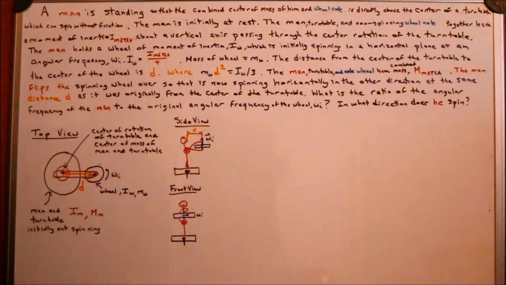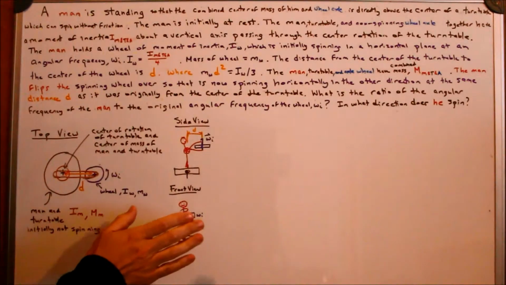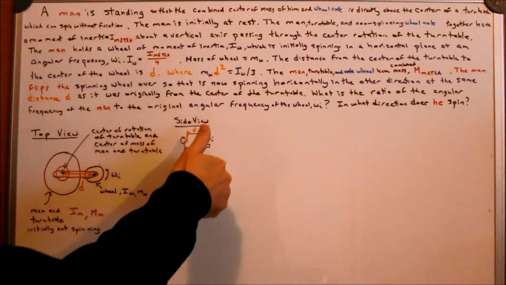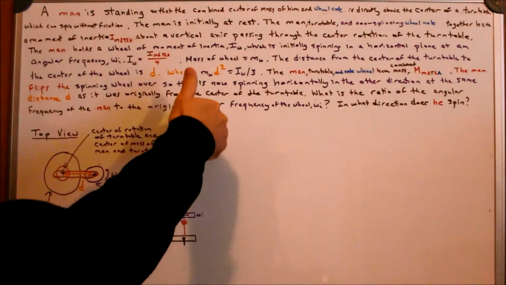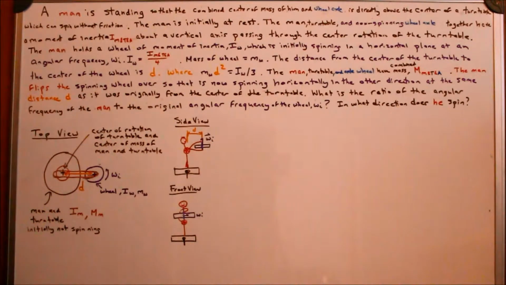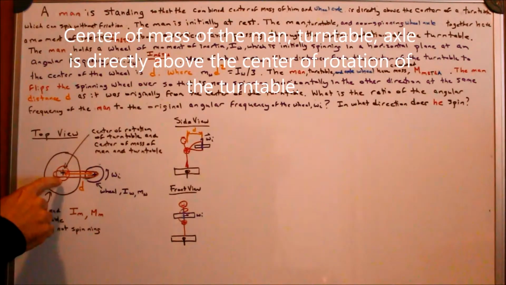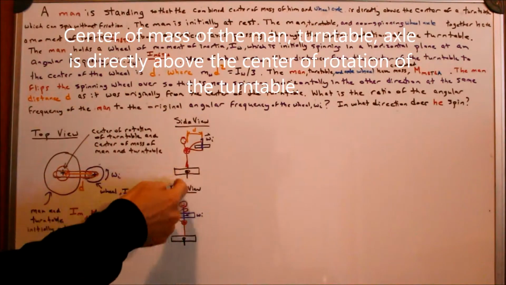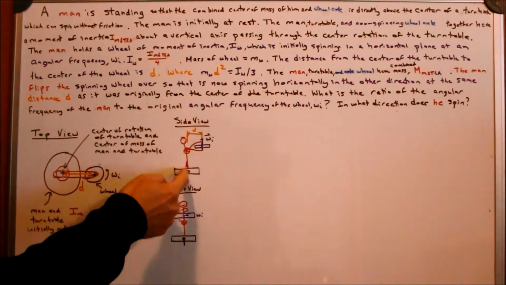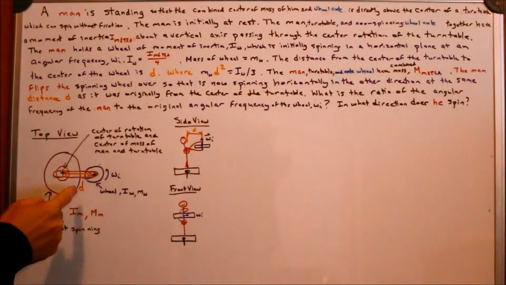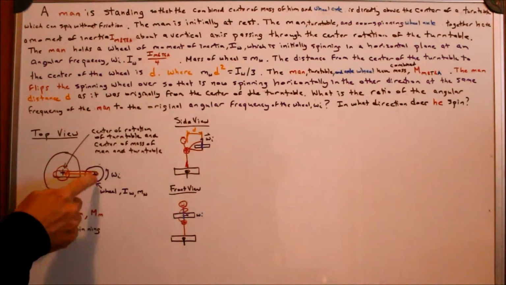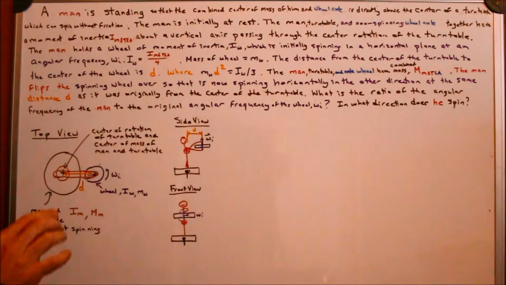And here's the front view of it. You can see that it's spinning this way, so the angular frequency vectorially is up. And here's the top view. The man and turntable are initially not spinning. The center of mass of all these non-spinning parts is right above the center axle of the turntable. He's holding the wheel out, top view, and it's spinning around that way. Later he's going to flip it over so that as far as he sees it, the rotation will be the other direction. So pause the video and solve.